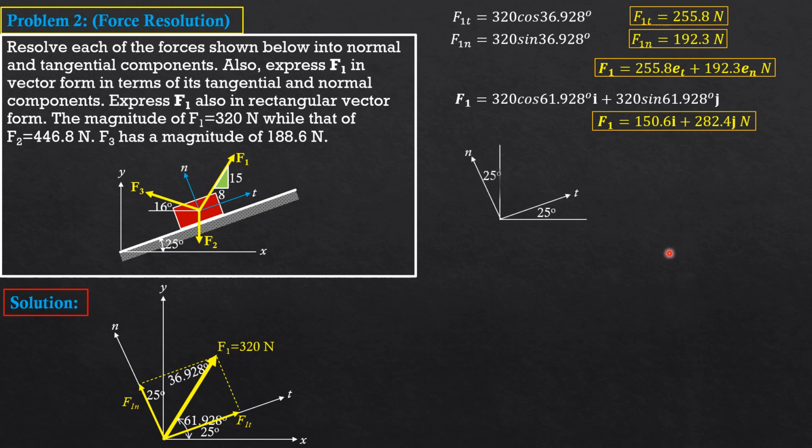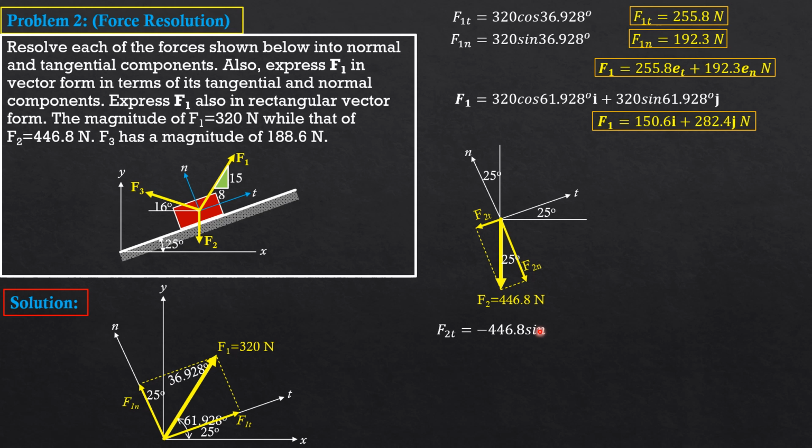Then for F2, which is a gravity force of magnitude 446.8, we draw a rectangle parallel and perpendicular to the tail and the tips, parallel to the tangential and normal axes as shown. And remember that this is also 25 degrees. So this is F2T, which is opposite to the tangential axis, so it is negative. F2N is also opposite to the positive normal axis, so it is also negative, and the measure of this angle is 25 degrees. From the figure, F2T is expected negative, with magnitude negative 446.8 times sine of 25.